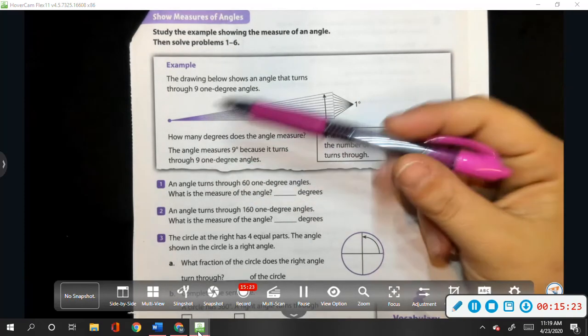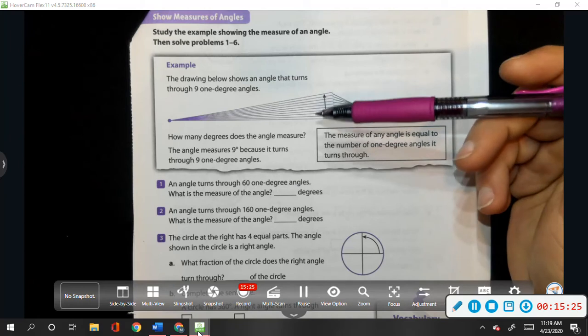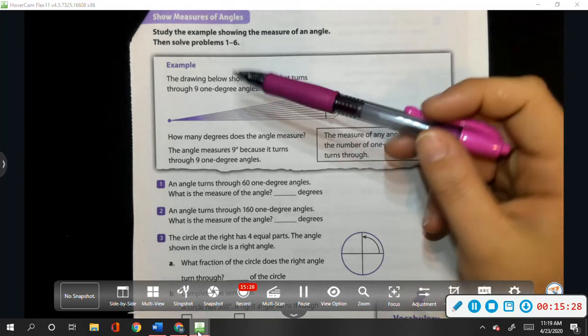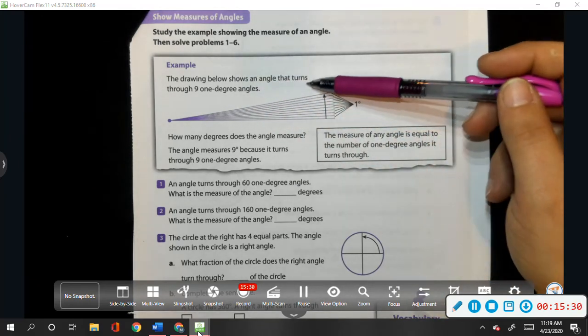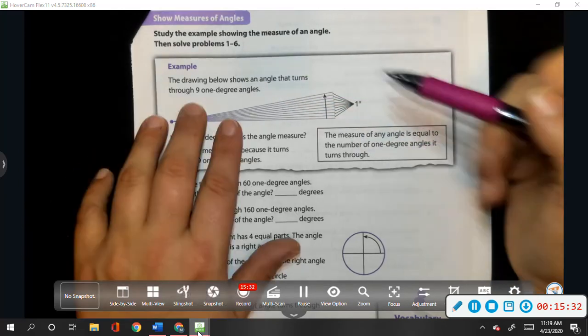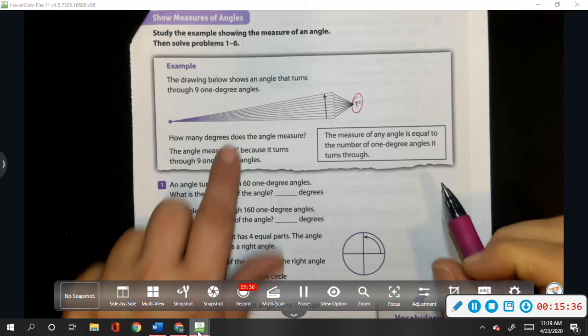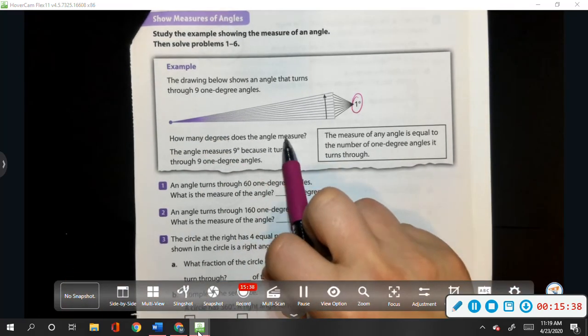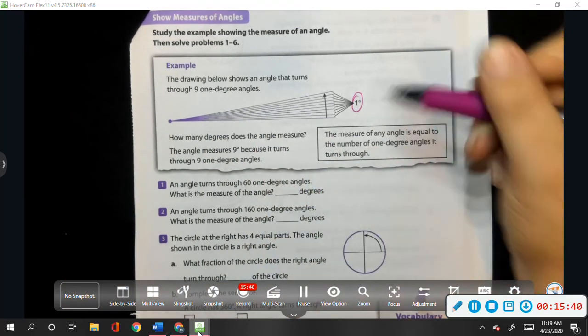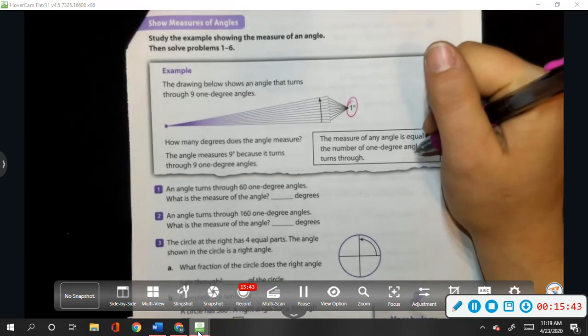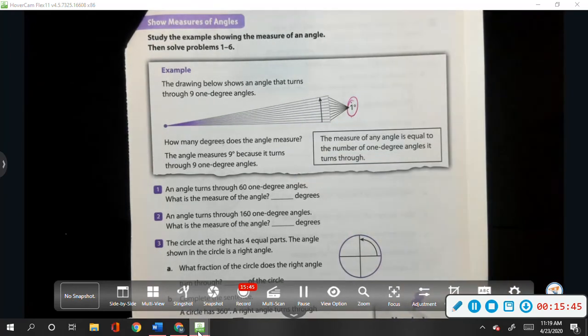Alright. So let's look at the example at the top of 305 in the practice book. The drawing below shows an angle that turns through 9 1-degree angles. So we have 9 angles here that each equal 1 degree. How many degrees does the angle measure? Well, when we add up 9 1-degree angles, we end up with 9 degrees.